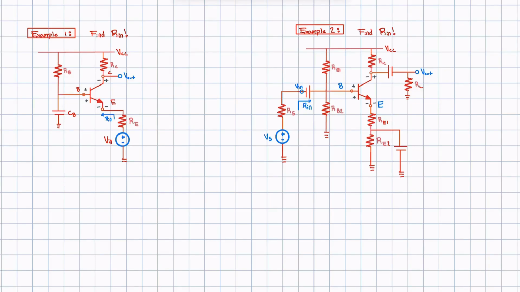Welcome back. Let's solve two example problems on how to solve input impedance in circuits when they're given to us in DC analysis form. Here we have two examples. We're going to start with example one.